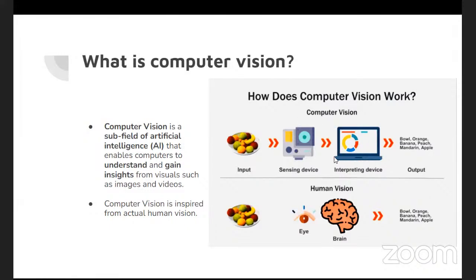In computer vision, this interpreting device is nothing but a deep learning model, an object detection model, or different types of models that are available. So this interpreting device is replaced by the deep learning model. The task of the deep learning model is to identify, using the different features provided by the sensing device, that yes, this is a banana. Let me give you an example of a banana. Our sensing device can be a camera.